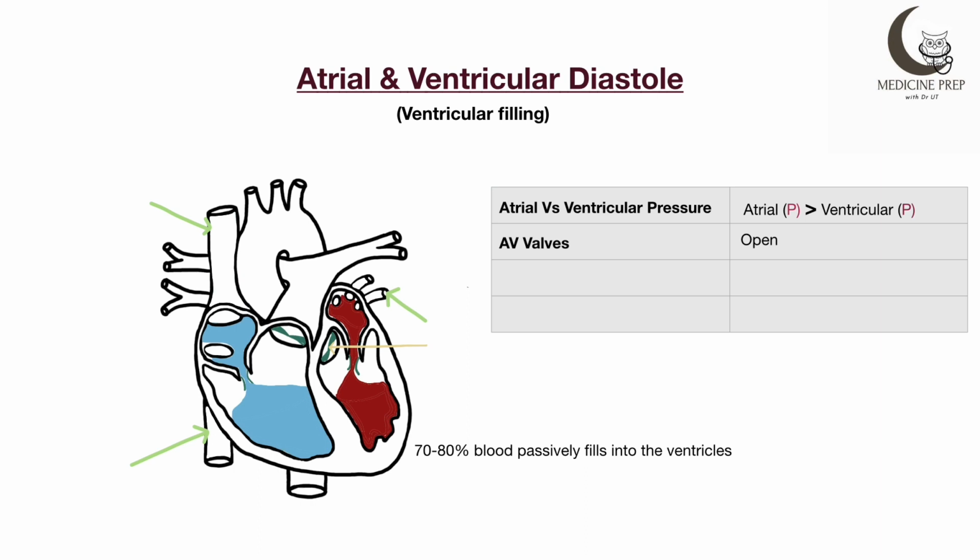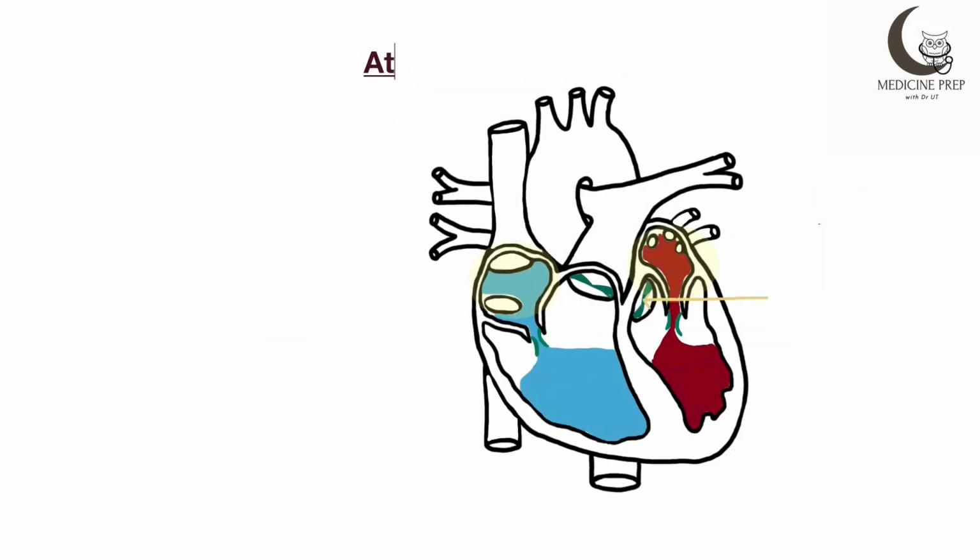No blood is flowing from the ventricles into the great vessels, that is the aorta and the pulmonary arteries, because your semilunar valves are closed. So obviously your arterial pressure is greater than the ventricular pressure. Now this phase is followed by atrial systole.